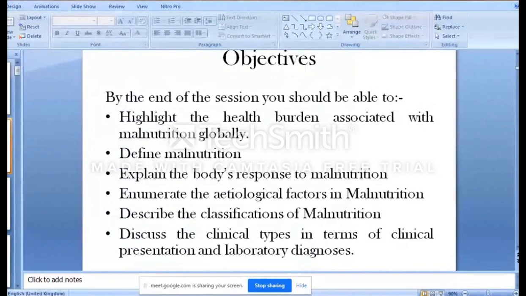I also have objectives for this, and the objectives here will be, when you finish this talk, you should be able to highlight the health burdens associated with malnutrition globally. You should be able to define malnutrition, explain the body's response to malnutrition, enumerate the etiological factors that account for malnutrition, describe the classification of malnutrition, and discuss a few clinical forms of malnutrition. So at the end of this talk, this is what I expect you to do.